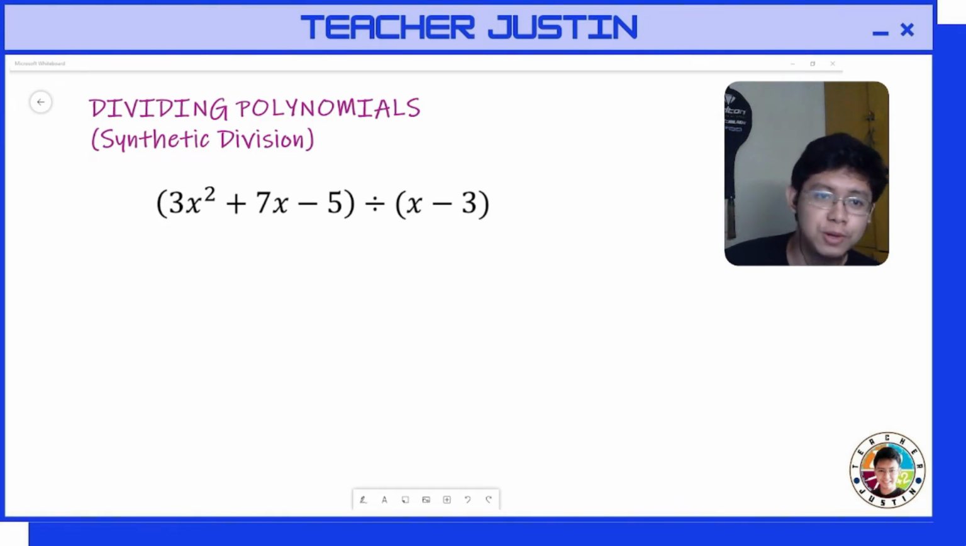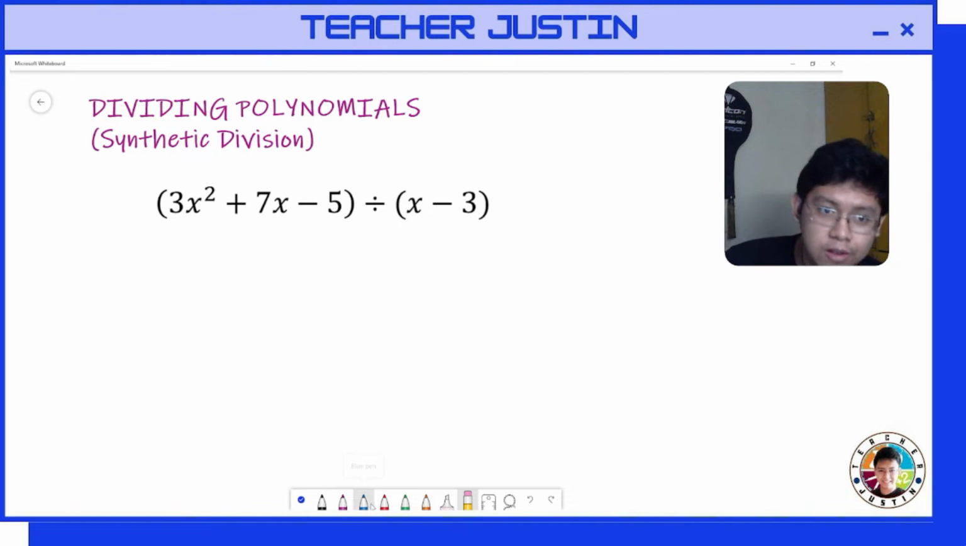On today's topic, we're going to talk about dividing polynomials using synthetic division. So let's have our example. Let's divide 3x squared plus 7x minus 5 by x minus 3. So let's use synthetic division in performing our operation.